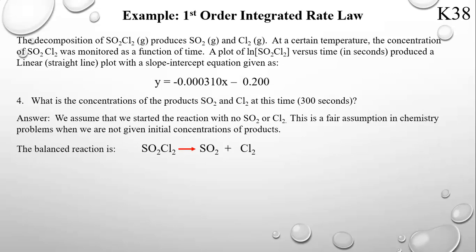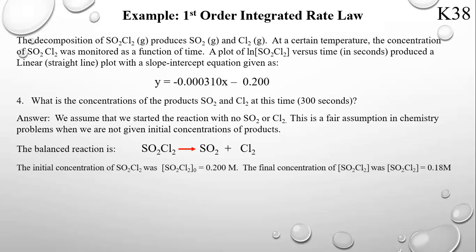So answer, we assume that we started the reaction with no SO2 or Cl2. This is a fair assumption in chemistry problems when we are not given initial concentrations of products. So the balanced equation is very simple. You take SO2Cl2 and it decomposes, it comes apart into SO2 and Cl2. And you can see that that's balanced, which means for every 1 mole of SO2Cl2 you start with, you end up with 1 mole of SO2 and 1 mole of Cl2.